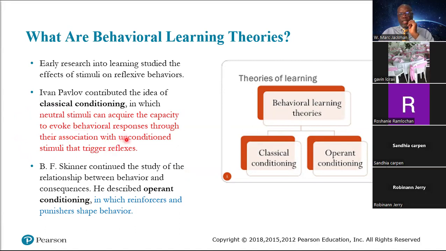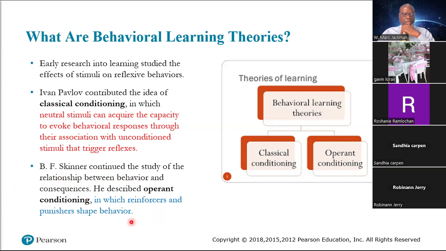So classical conditioning doesn't really deal with actions that one would think about, plan or execute. Classical conditioning deals with actions that we consider to be reflexive, that you don't have full control over, but because you're conditioned to respond in a particular way, that is how you respond. And in terms of behaviorism, we have B.F.